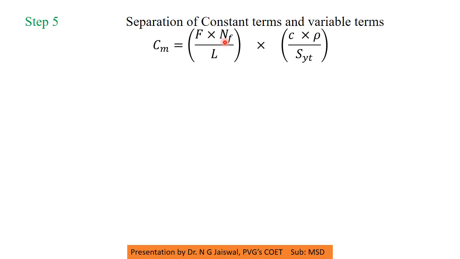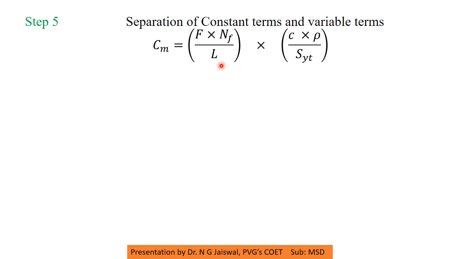That all parameters which are not dependent on the materials you take in one bracket, and all other remaining parameters which are dependent on the material will be in the other bracket. Why is it so? What is the purpose of this? By separating these into two brackets, this is a constant for all materials. F into NF divided by L is constant for all materials.